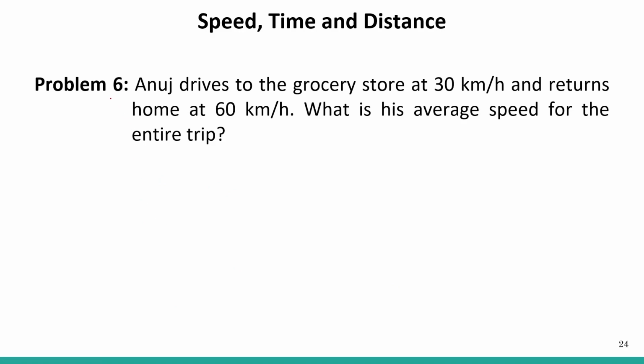So let's see problem number 6. Anuj drives to the grocery store at 30 km per hour. So the speed of Anuj is actually 30 km per hour and he returns home at 60 km per hour. What is his average speed for the entire trip?